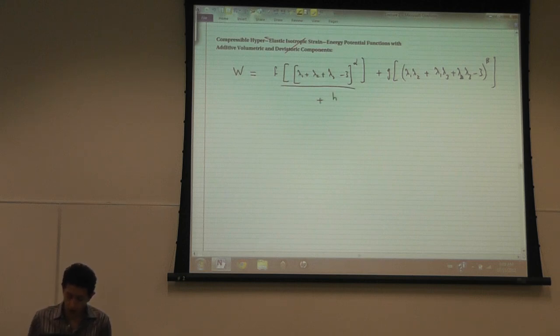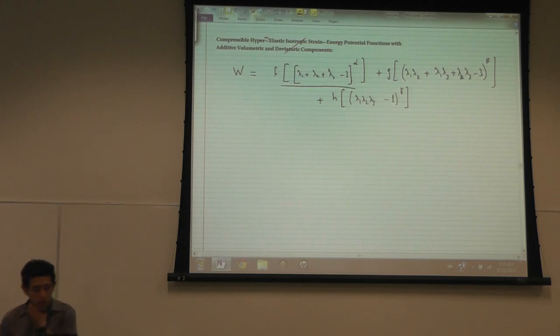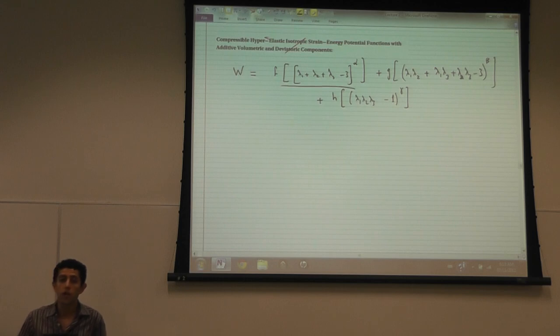And another function of lambda 1, lambda 2, lambda 3, minus 1, and so on. So this last function makes sure that in the energy there's a term that has to do with the change in volume. And this term would be equal to 0 if there's no volume change, if the three lambdas are equal to 1.